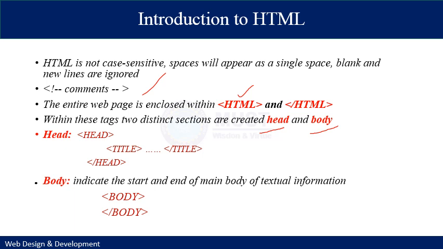So this leads to the second section of your HTML page, known as the body tag. It indicates the start and end of the main body of textual information. So anything visible on the page is described inside the block of the body tag.